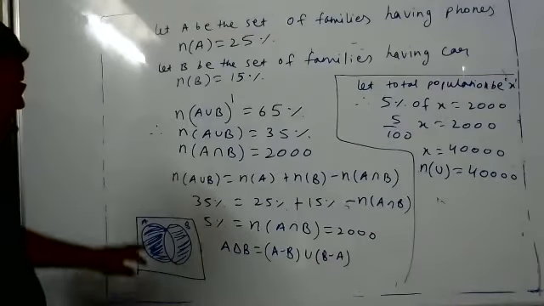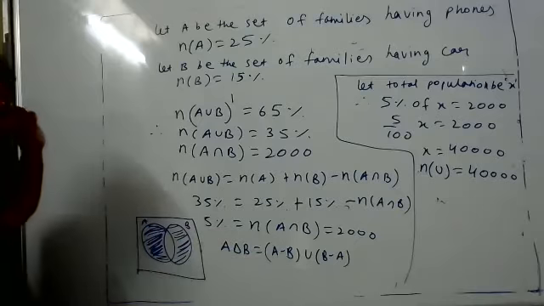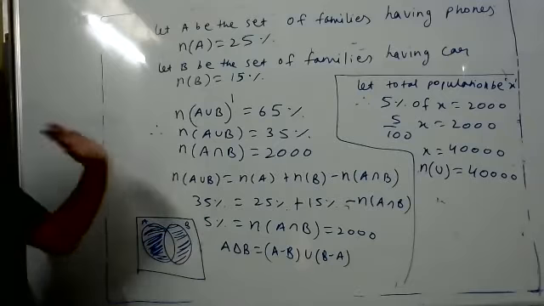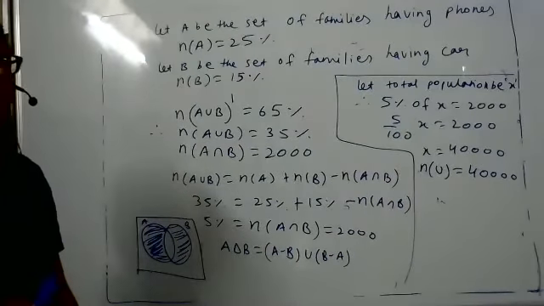is considered. If they say exactly A or B, if they say A minus B union B minus A, it means exactly either only phone or only car. Yes, the word only they will use. Only phone or only car.